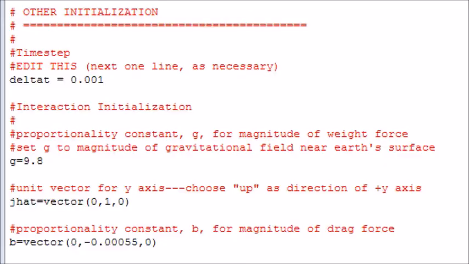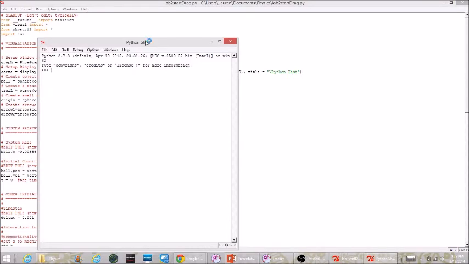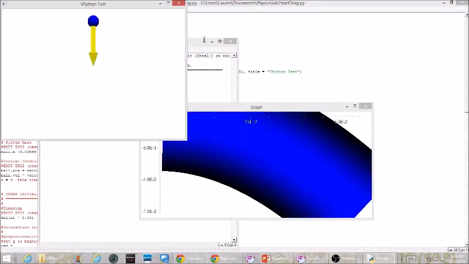So to add drag, a new constant b is added. It's found via trial and error and produces the final position when added to fnet. I went ahead and wrote it in vector form. As mentioned before, it should go in the opposite direction of gravity, but something went wrong. So this is the updated while loop with the drag force going in the same direction as gravity. And if we want to run it, it looks like this.